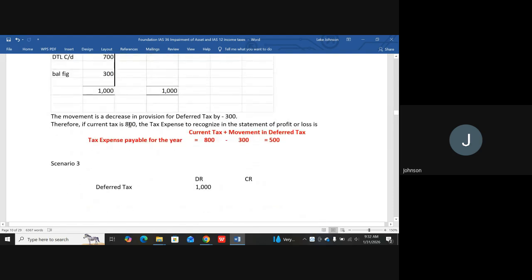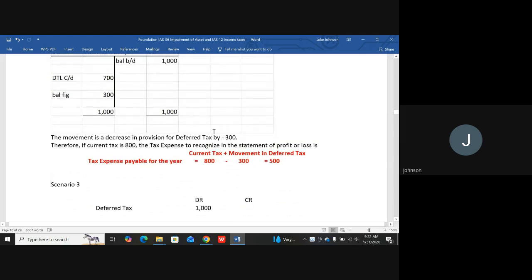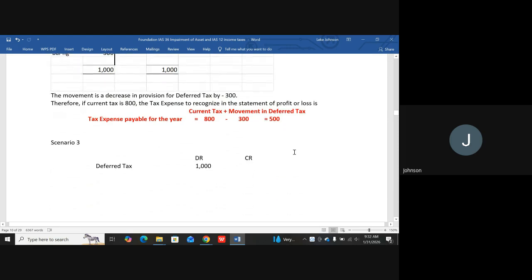So we now come over here. We now say the movement is a decrease in provision for deferred tax by negative 300. So if current tax is 800, the tax expense to recognize in the statement of profit and loss is the current tax of the period plus the movement in deferred tax. So what is the movement in deferred tax? The movement in deferred tax now is minus 300. So we now come here and say 800 minus 300, we're going to have 500.